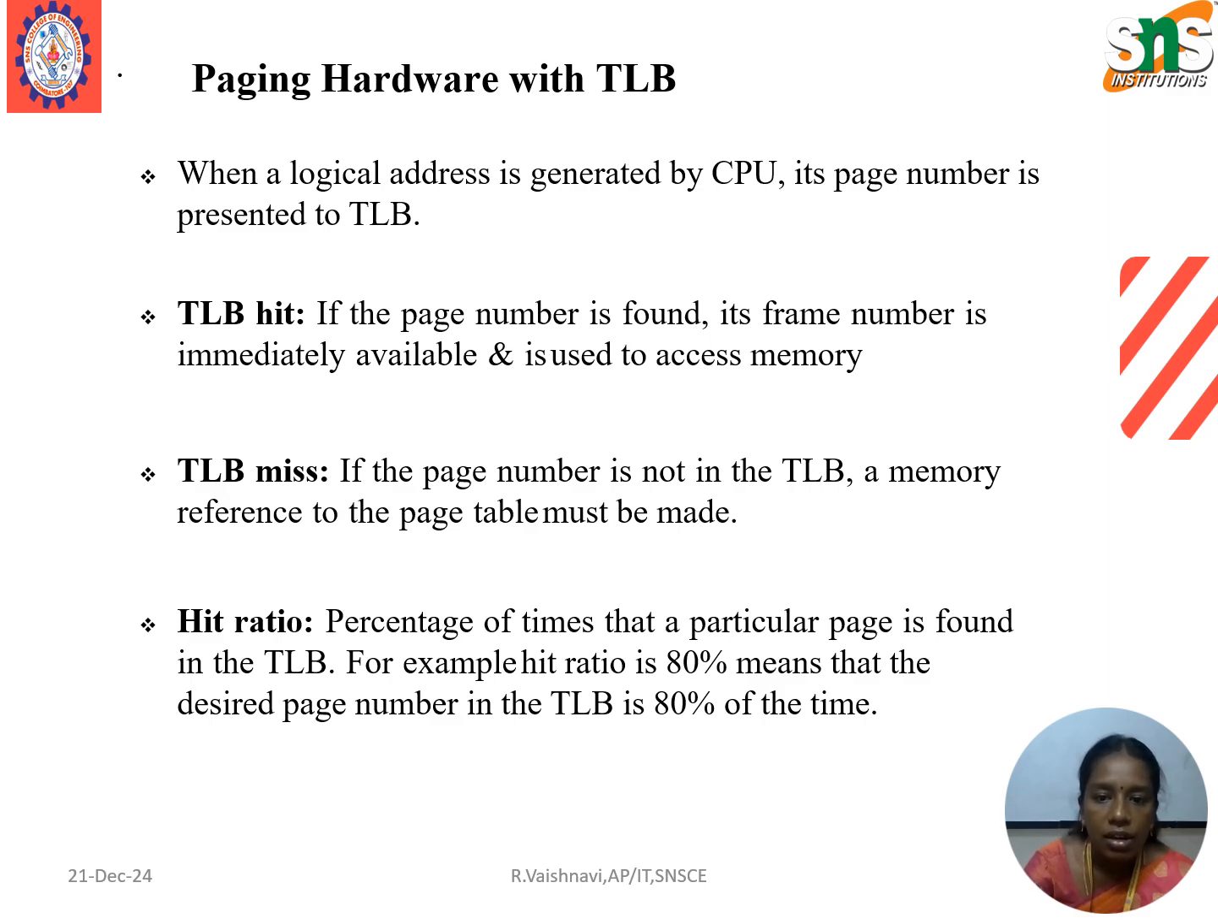Next one will be the paging hardware with the TLB. When the logical address is generated by the CPU, the page number is presented to the TLB. Here we have the TLB hit, TLB miss, and the hit ratio. Hit ratio is the percentage of times that a particular page is found in the TLB. For example, if the hit ratio is 80, that means the desired page number is found in the TLB 80 percent of the time.